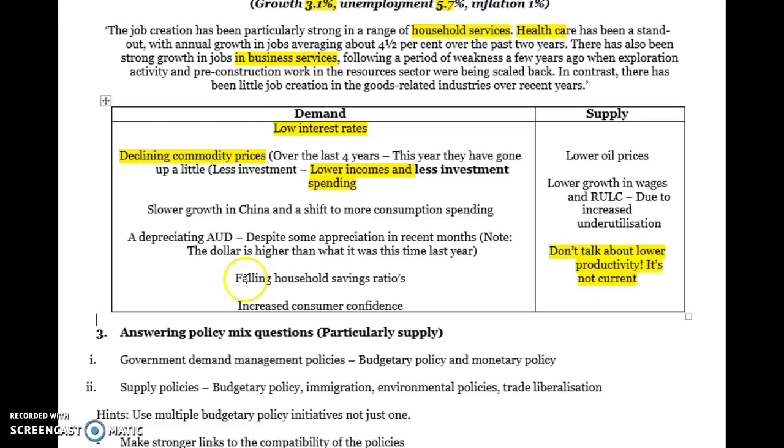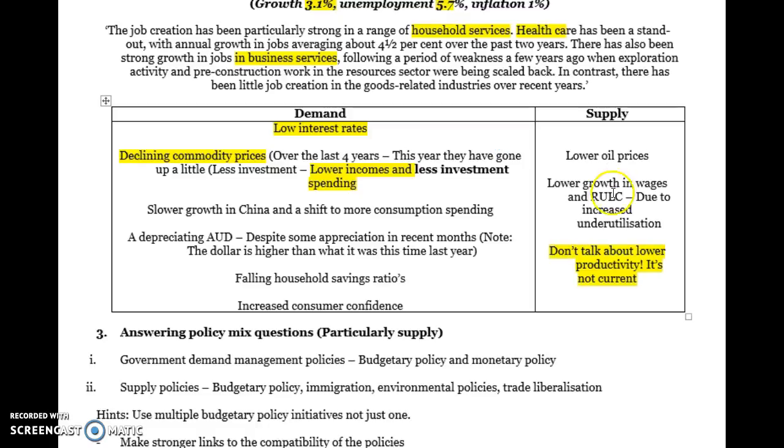Falling household savings ratio is another one, which is leading to increased consumption spending. People are saving less of their disposable income. And consumer confidence has bounced back a bit, although I wouldn't be using that as your main one. Supply, lower oil prices, good, helping supply because it's lowering firms' cost of production. You can also link that to demand because people have more discretionary income, but you've got to link that to willingness and ability to supply.